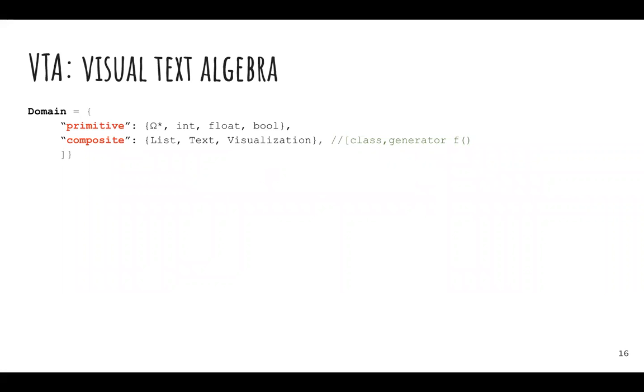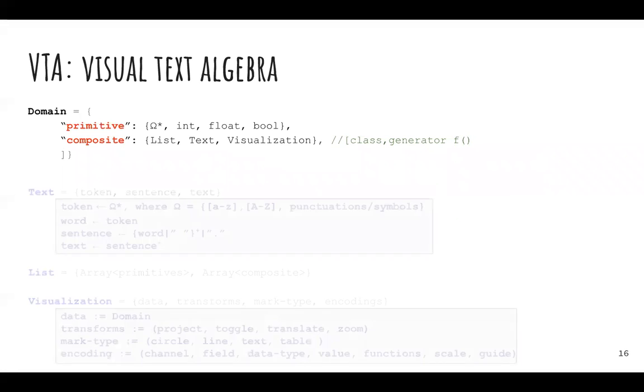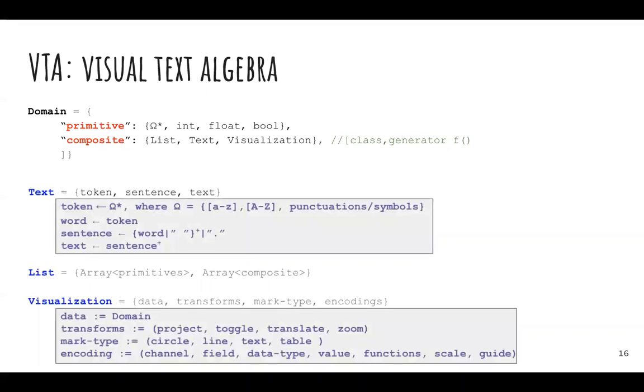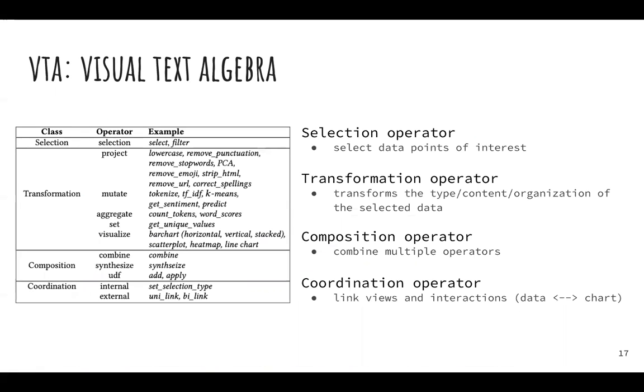VTA formalizes the domain of VTA operation and abstracts these operations into high-level operators. Here, we see the domain of VTA, which contains primitive data types as well as composite ones like text and visualizations. The four types of high-level VTA operators are selection, transformation, composition, and coordination. I'm not going into the details of these operators for the purpose of time. However, we show an example of the coordination operator later.